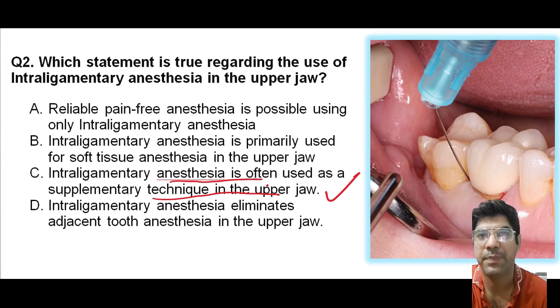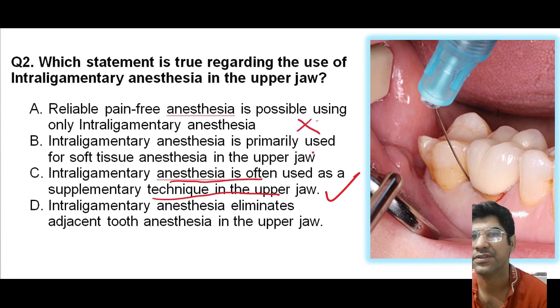Option A, reliable pain-free anesthesia is possible using intraligamentary anesthesia. This statement is not entirely true, as intraligamentary anesthesia can provide effective anesthesia for the specific tooth being treated, but it may not always guarantee pain-free anesthesia for all cases in the upper jaw. So that's wrong.